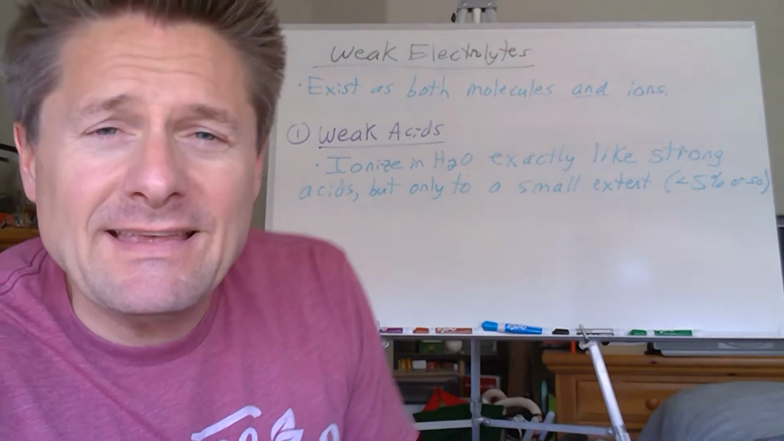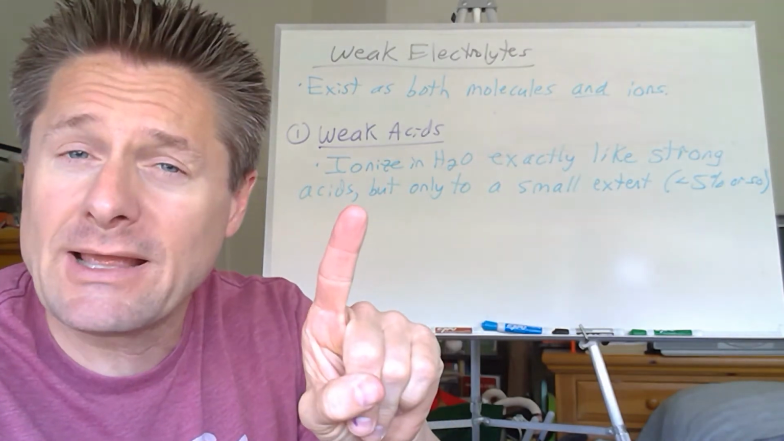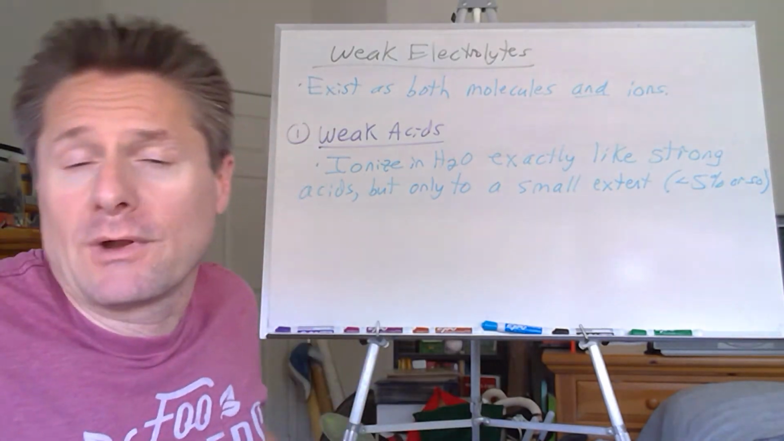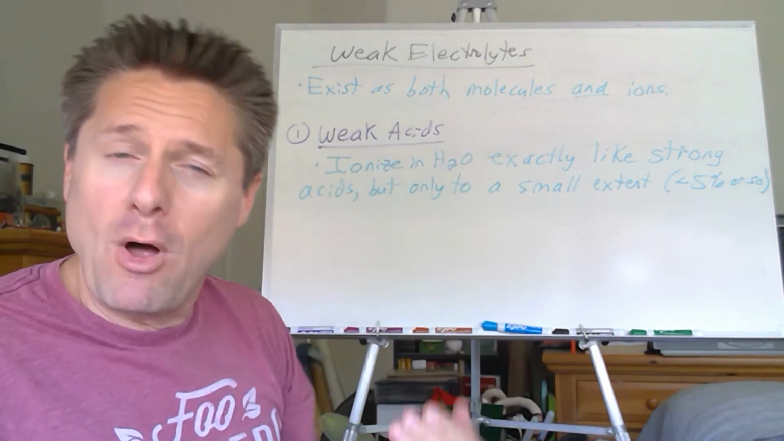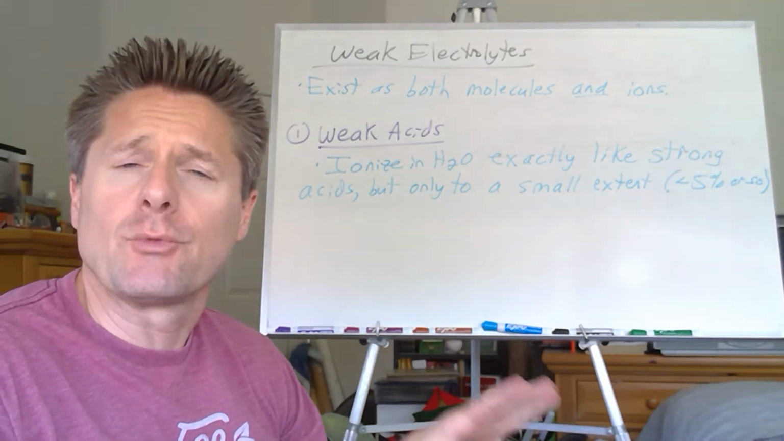All right, weak species, there's less. There were 3 kinds of strong species, strong electrolytes, right? Soluble ionic compounds, strong acids, and strong bases. For weak species, there's only 2. We're going to have weak acids and weak bases. Now, again, these exist as both molecules and ions, so it can be a little bit confusing. But let's take a look at the reactions.